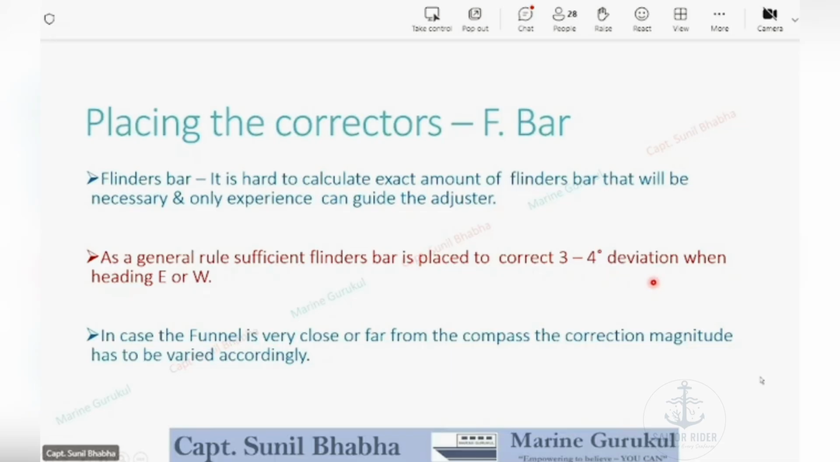The second determining factor could be the size of the funnel. Now this 3 to 4 degree deviation is for a regular, handy medium size funnel. In case the funnel of a ship is too large or too small, in that case also the correction is adjusted accordingly.